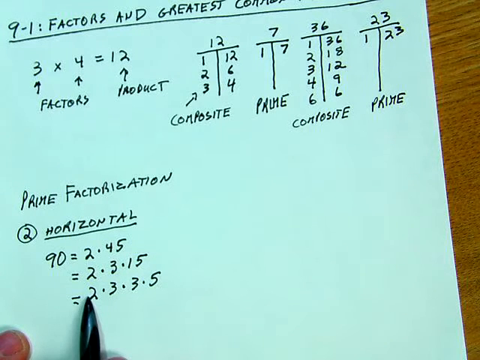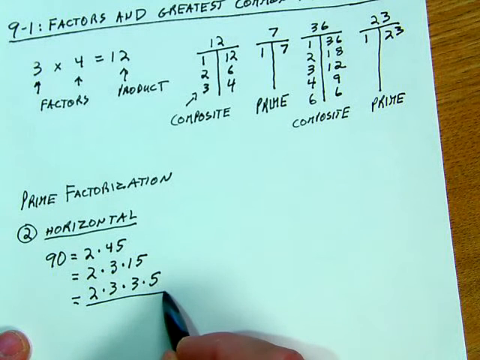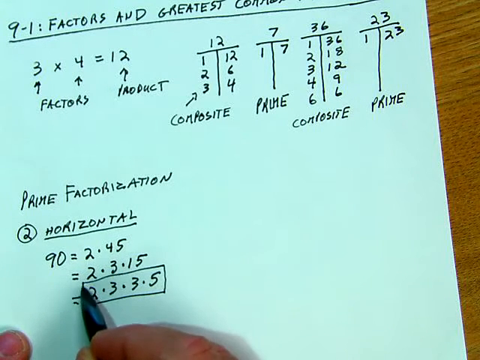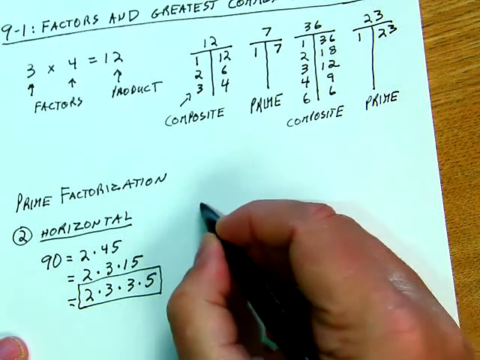And now I look at all my numbers, 2 and 3 and 3 and 5. Those are all prime numbers. And that's my final answer. There is the prime factorization of that number. Now let's do it in the tree method.